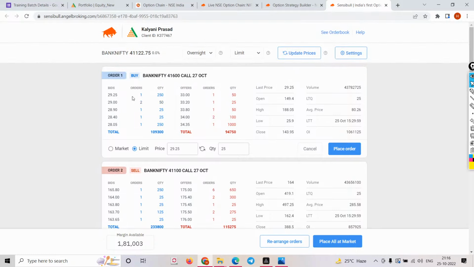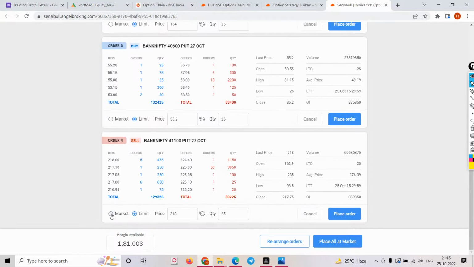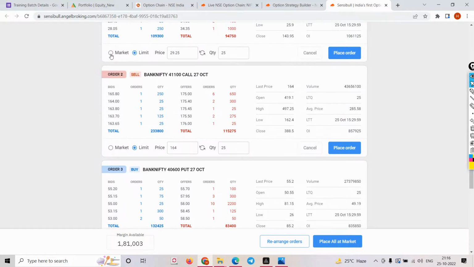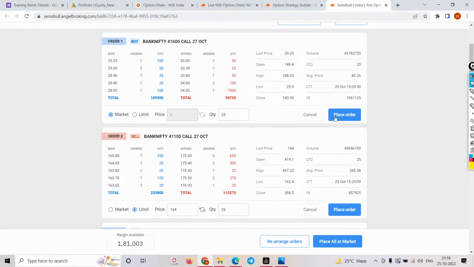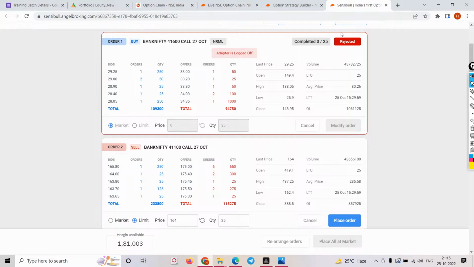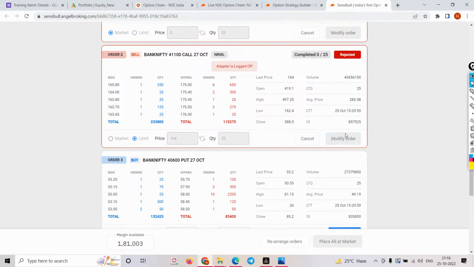If I'm okay with the bid and ask price, I'll click on market and say place all the orders at the market price. If not, I'll wait or else go for a limit order. For this one I'll go for limit, for this market, for this limit, and for this market. That's it. I'll click on place order. Even if I click on place order, this will get rejected because we are doing it after market hours.